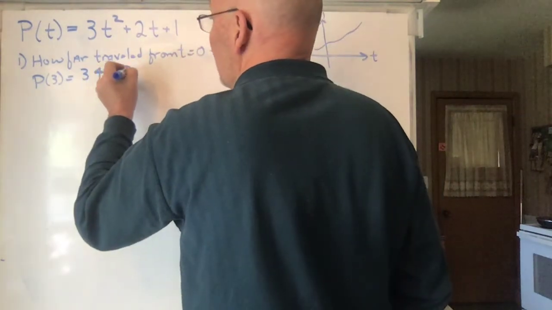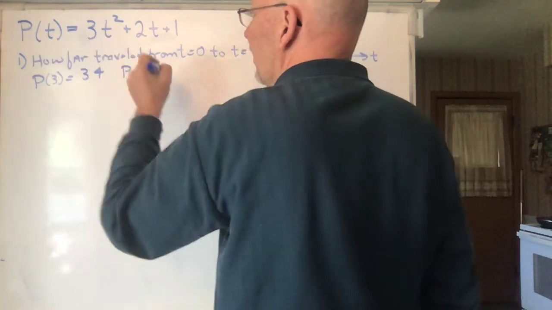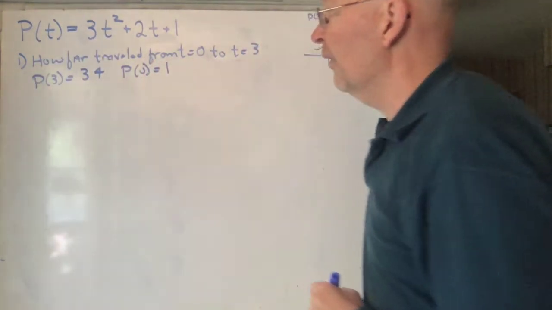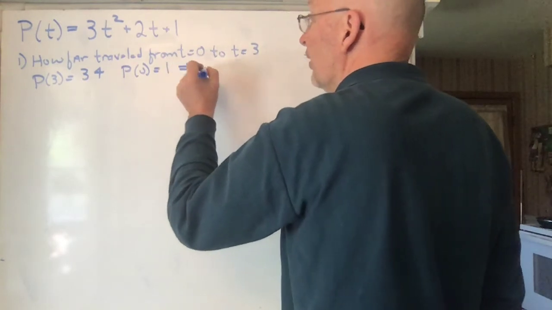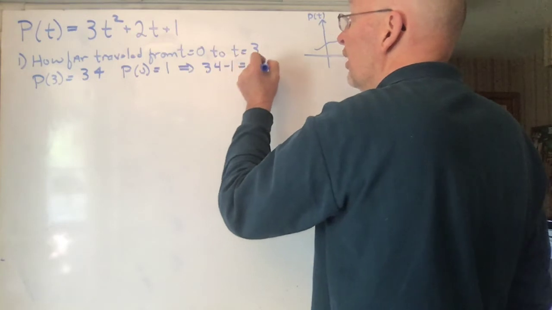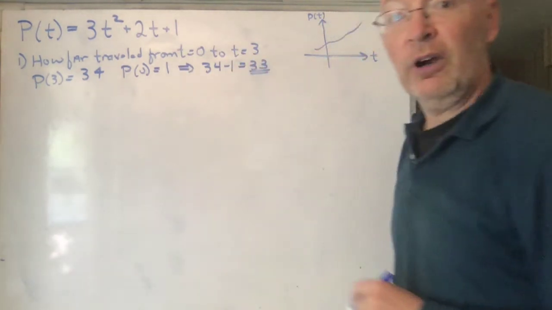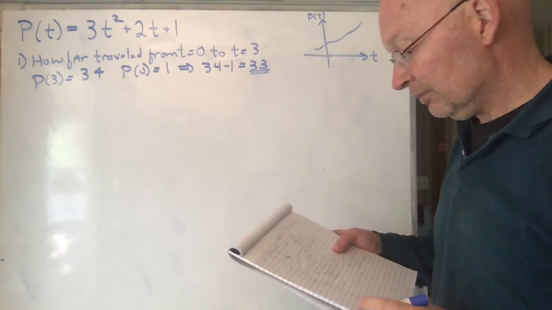P of 0 is equal to what? Stick a 0 in here and you get 1. So how far did you travel? The distance you traveled was 34 minus 1, which is equal to 33. There's how far you traveled in those 3 seconds.